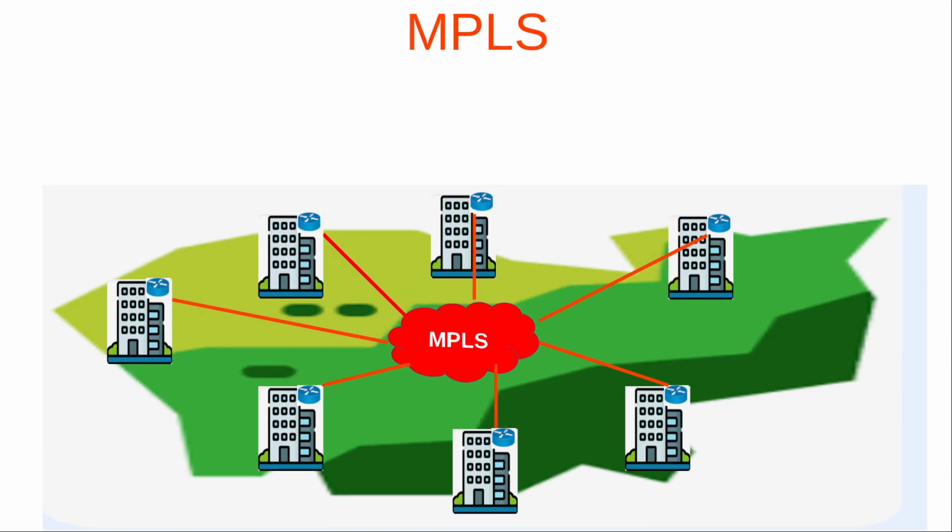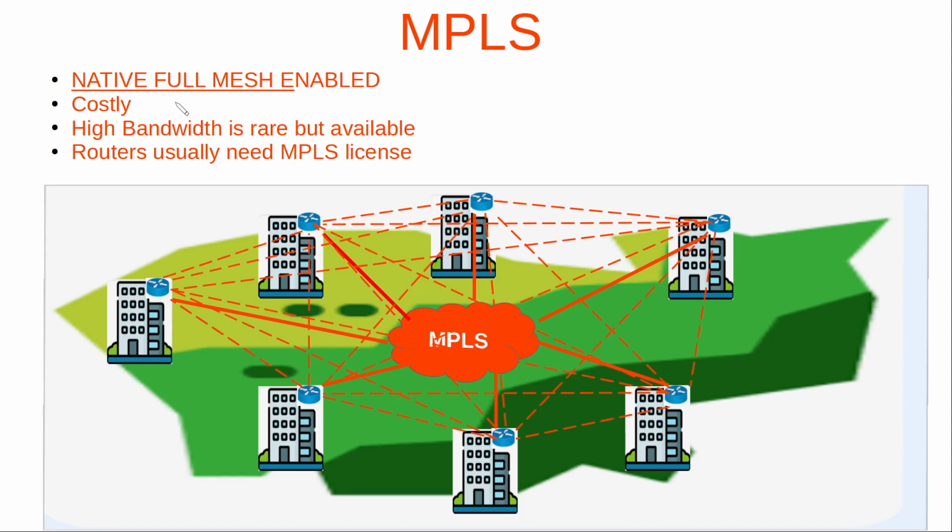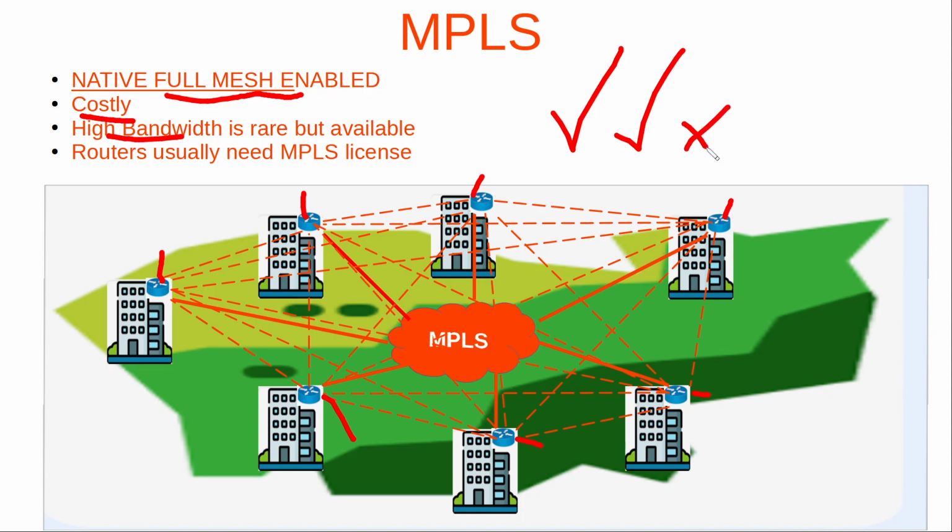The technology that replaced frame relay is known as MPLS. MPLS provides you with full mesh connectivity natively, and it is still costly. You can acquire high bandwidth at a cost, and remember that each router requires special licensing in order to work with MPLS. So MPLS is good to connect your wide area network. It provides you with a full mesh, but it is still costly.